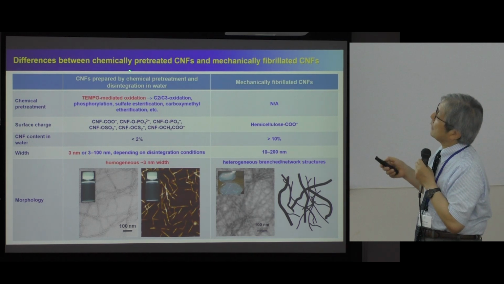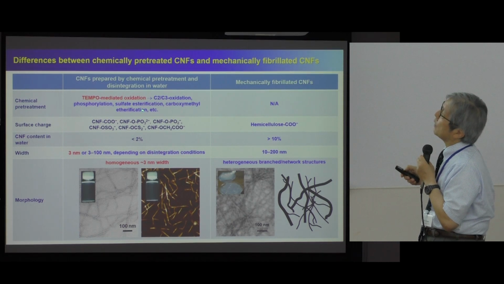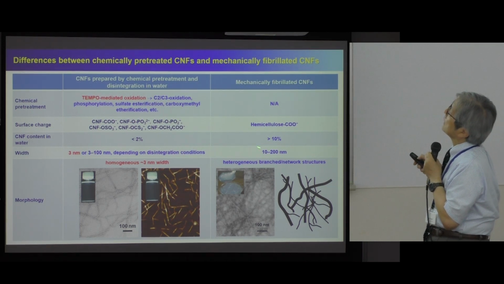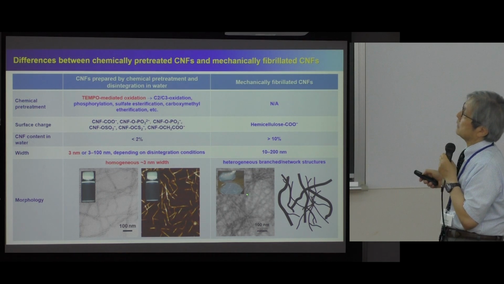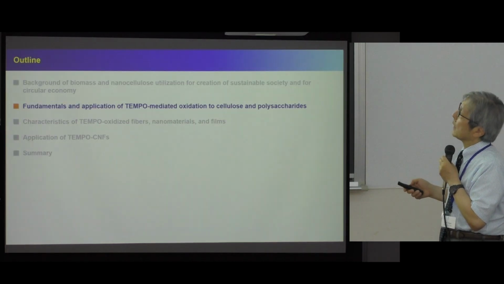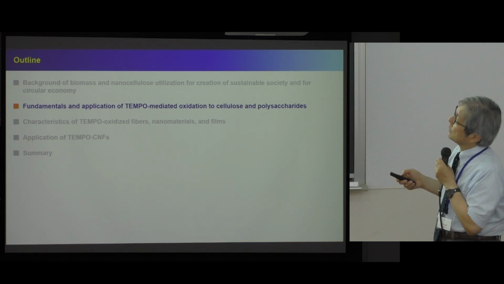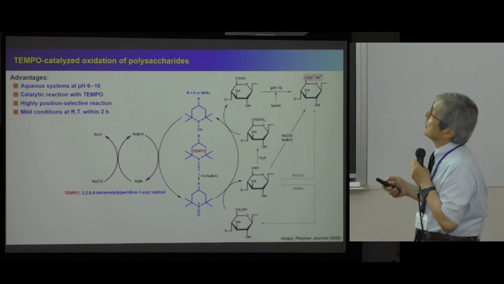And they are roughly separated into two categories. One is the chemically pretreated one. Our TEMPO oxidation is the first developed one, and the next is the others. Minus charges are introduced like this. On the other hand, with just mechanical fibrillation, also a network heterogeneous structure, you can get cellulose nanofiber materials without any chemical modifications. Then let's go to the fundamentals and applications of TEMPO-mediated oxidation of cellulose and polysaccharides.